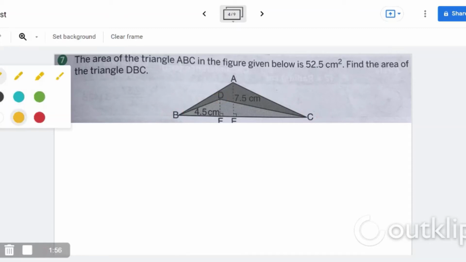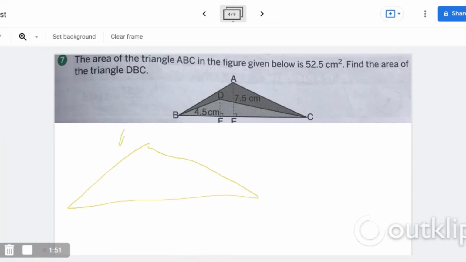I'll take one of my pens. I will take the big triangle, this one, A, B, and C. Here what was given? In this, no need to find out the area. The area is already given, 52.5. It is already mentioned. So taking this big triangle, the height is given as 7.5, but my base is missing. This base portion is missing.